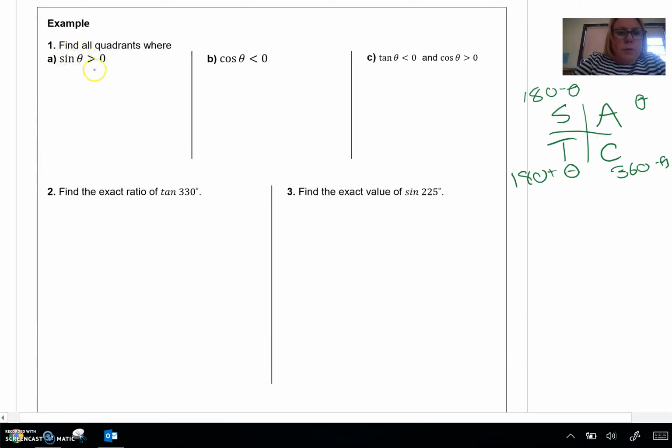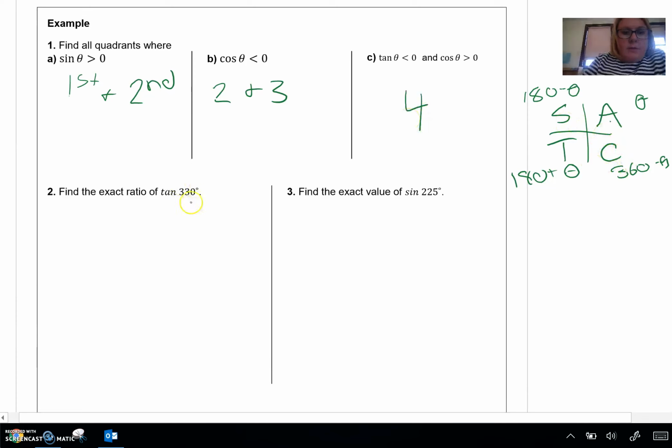Find all quadrants where sine is greater than 0, so it's positive. So it's the first quadrant and the second. Where cos is less than 0, well, cos is positive here and here, so the second and the third is where it's less than 0. Where tan is less than 0 and cos is bigger than 0, so it has to be this one.